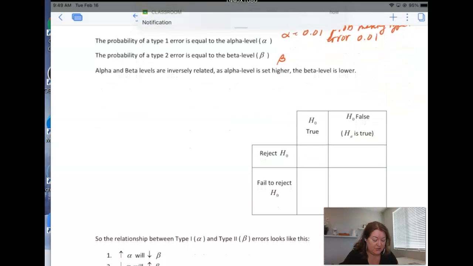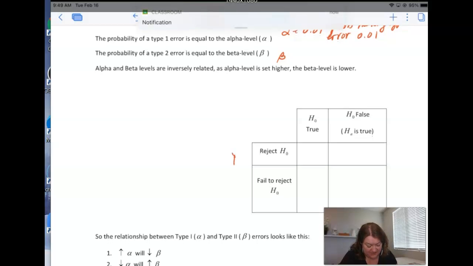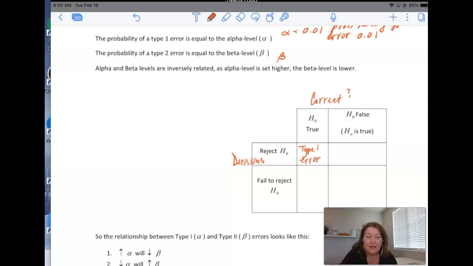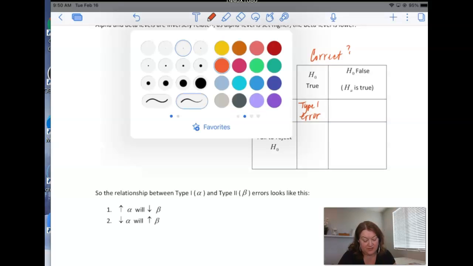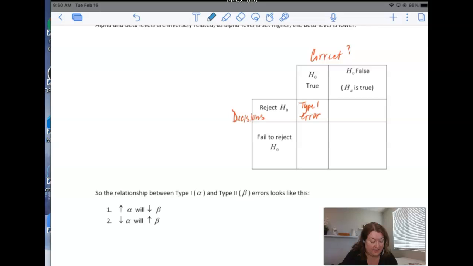Okay, so here's basically what a chart would look like. Right? Here are our two decisions, right? These are our decisions that we could make, right? And then these are whether they're true or not, right? Whether they're correct or not. All right, so if we were to decide to reject the null hypothesis and then later found out that it was true, we have just made a type 1 error. Okay. If we decide to fail to reject H0, or the null hypothesis, and we find out that that was wrong, then that is a type 2 error.